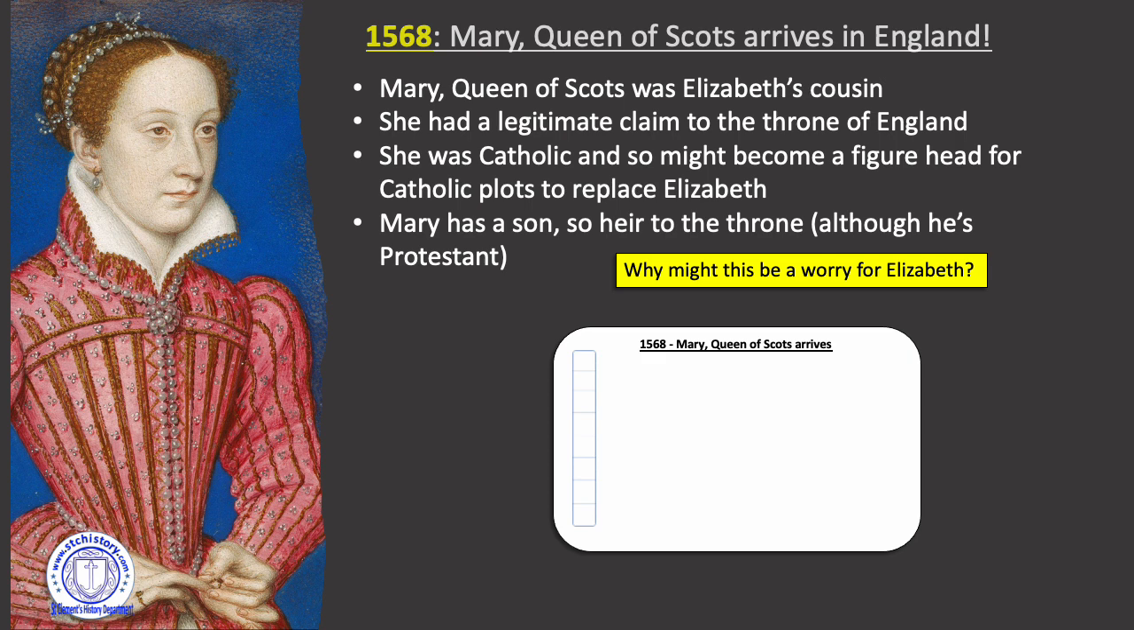So just summarise it in this little box with the bullet points on the screen right now and what we know already about Mary. Put some notes in this box, in your book, or however you're doing these notes. And again, colour up the side. How dangerous do you think Mary is in 1568?